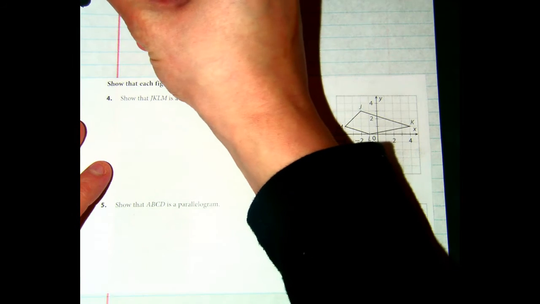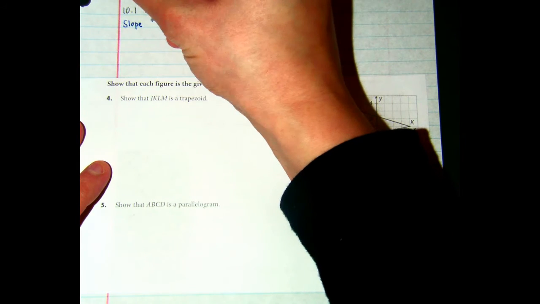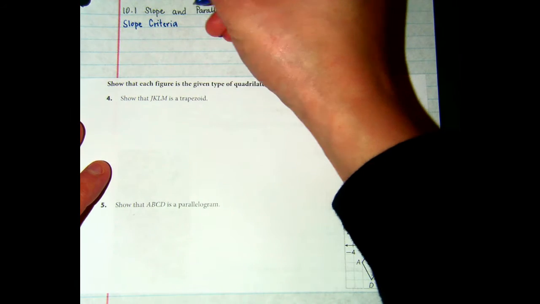Alright, today we are talking about slope and parallel lines. There is actually a theorem about the relationship between slope and parallel lines. You probably learned it in Algebra 1 about how parallel lines have the same slope. But there is actually a theorem that goes with that, and that's the theorem we're going to be using today. We are just going to call it slope criteria for parallel lines.